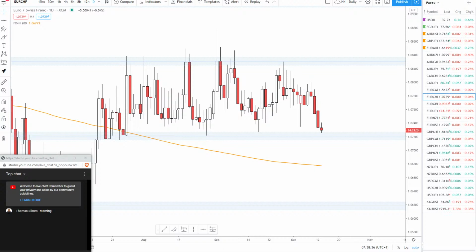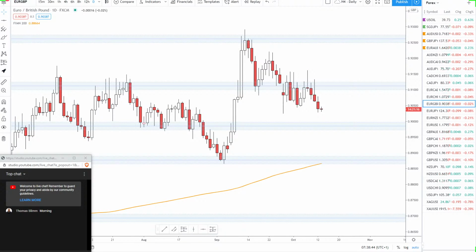Price is hitting support on USDCHF, but this pair is so messy. Look at the wicks on there. I'm not interested at all in trading it at the moment.